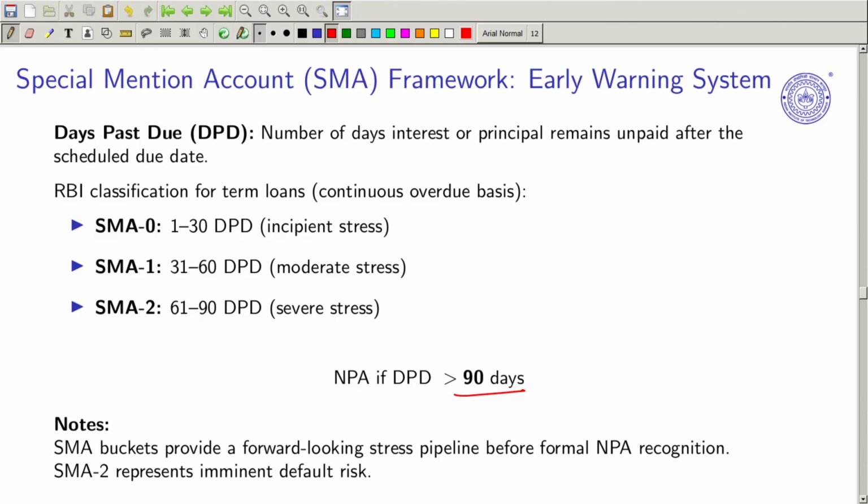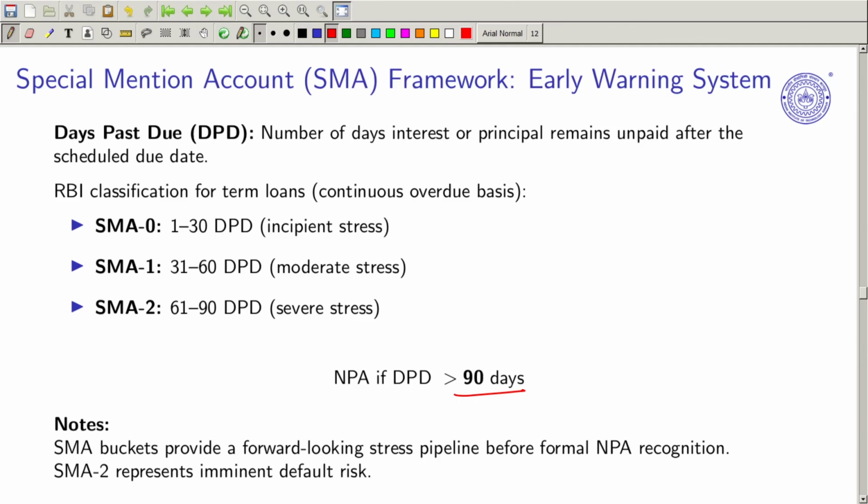RBI classification for term loans, on a continuous overdue basis, is this. SMA 0 is 1 to 30 DPD, so incipient stress. Then SMA 1 is 31 to 60 DPD, so moderate stress. SMA 2 is 61 to 90 DPD, so it is having severe stress.